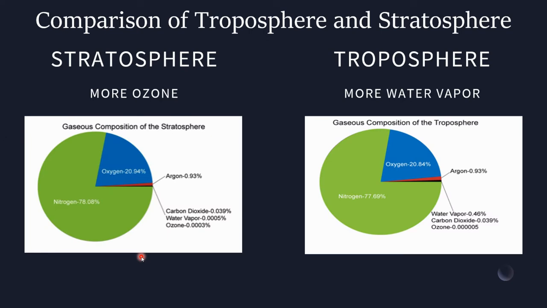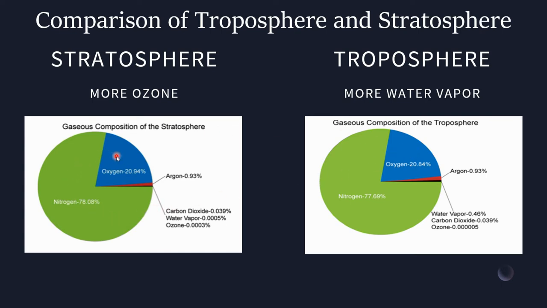As with research question one, this slide will answer a few questions of your lab. If you look at the comparison between the troposphere and stratosphere, you will see nitrogen in the stratosphere, nitrogen in the troposphere, oxygen in the stratosphere, oxygen in the troposphere.